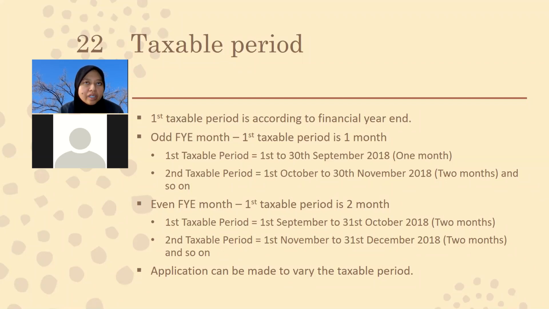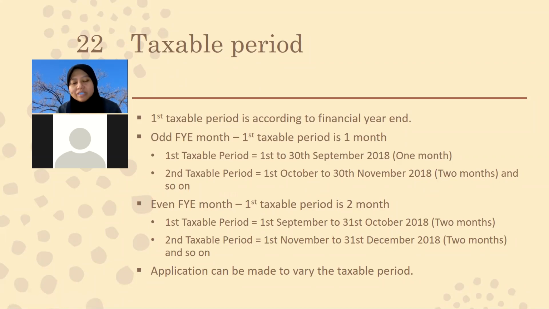Odd means January, March, May, July, September, November. Okay, so those are odd months. So for businesses with accounting year end on odd months, the first taxable period is 1 month. For example, first taxable period is September. The second taxable period and onwards is 2 months. Okay, the normal taxable period is 2 months.